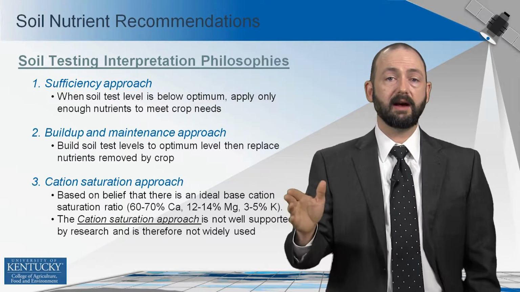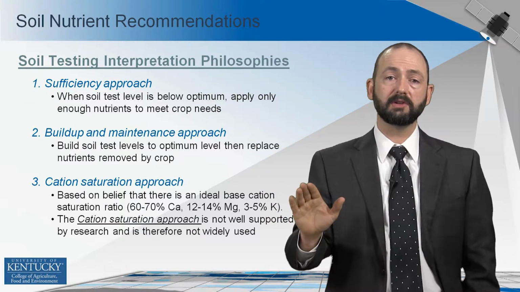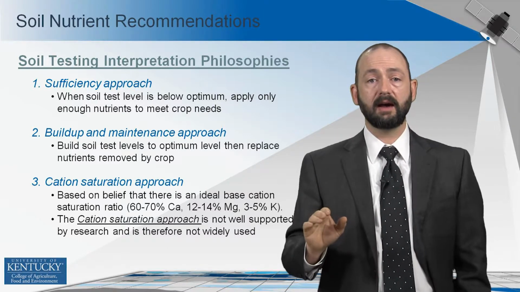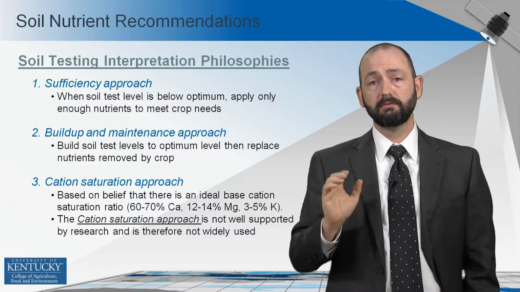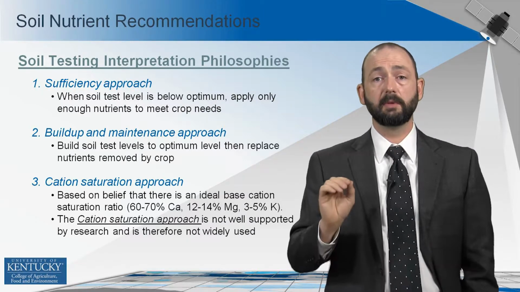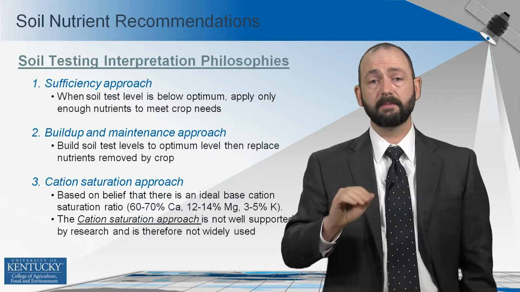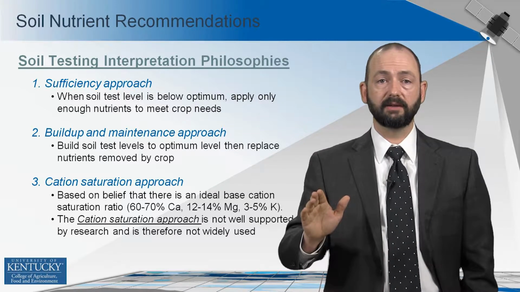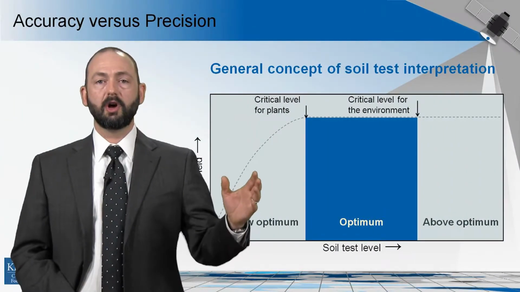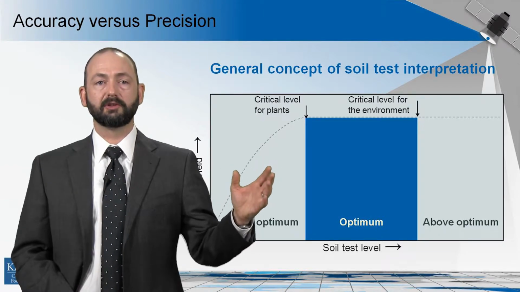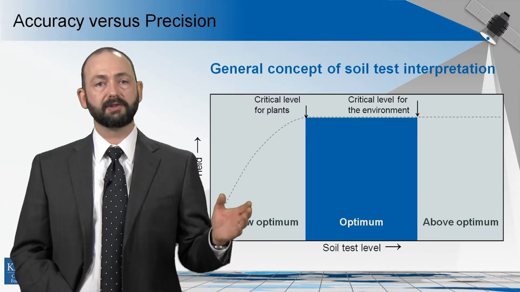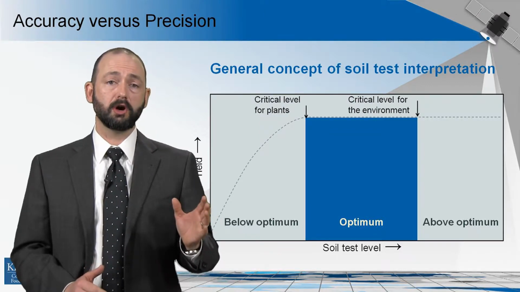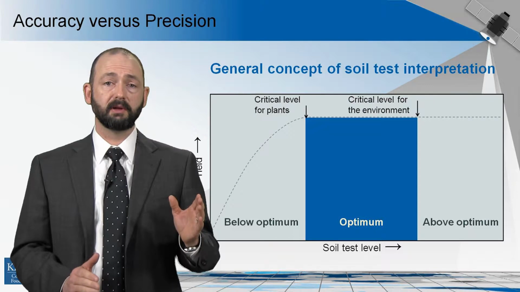And then we have the cation saturation approach. I'm not going to speak much on that. It's based on the belief that there's an ideal ratio of some of the basic cations. And generally, most research has shown, even some of the original researchers that developed this concept, that the cation saturation approach is not scientifically sound. So let's talk about this general concept of soil test interpretation and how it applies to accuracy versus precision and how it might cause some challenges when we talk about site-specific management.